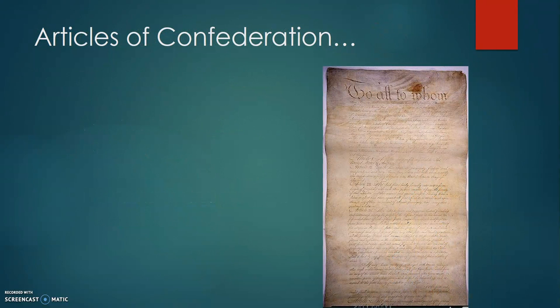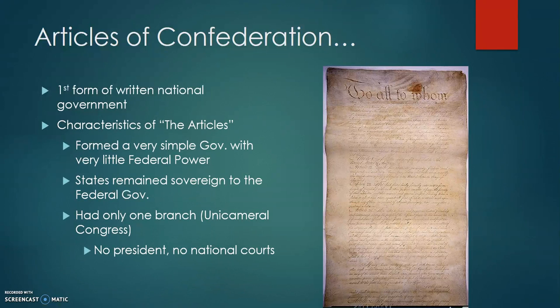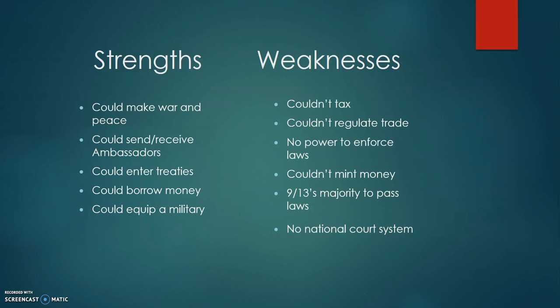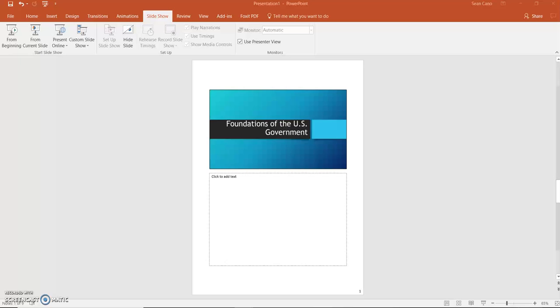We get into the first formal government that the colonies have here, and that's our Articles of Confederation. So we just kind of talk about some of the characteristics of it, and we get in specifically into the strengths and weaknesses that the Articles of Confederation has. So this is going to be focusing on the government side of history, not so much worried about what was happening with the revolution, just what was the government doing and what were the colonists doing.